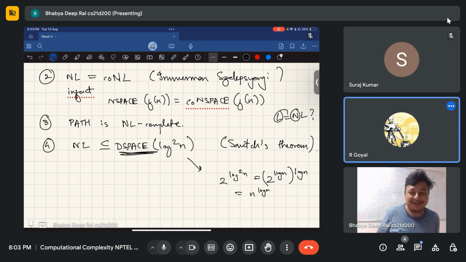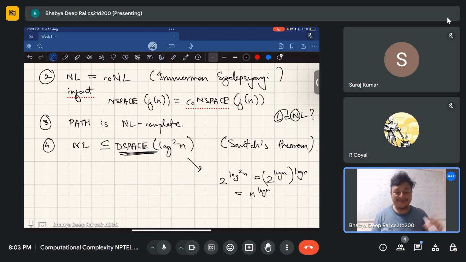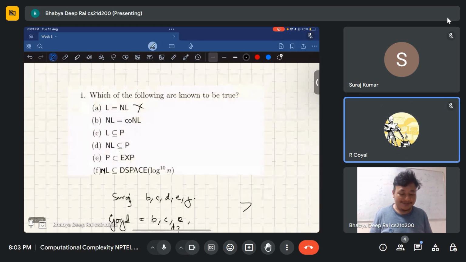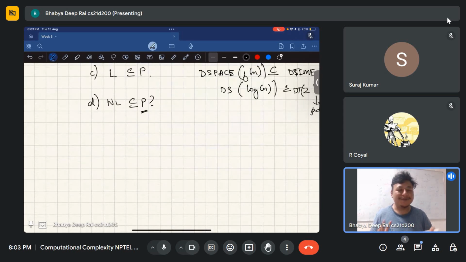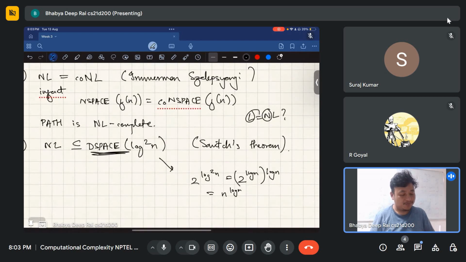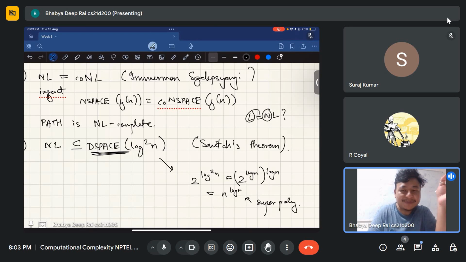True. So you cannot use the same 2 to the order thing here. But this is clear, right? Savitch's algorithm therefore runs in what is called super polynomial time, something more than polynomial time. And what is a language which is complete for NL?